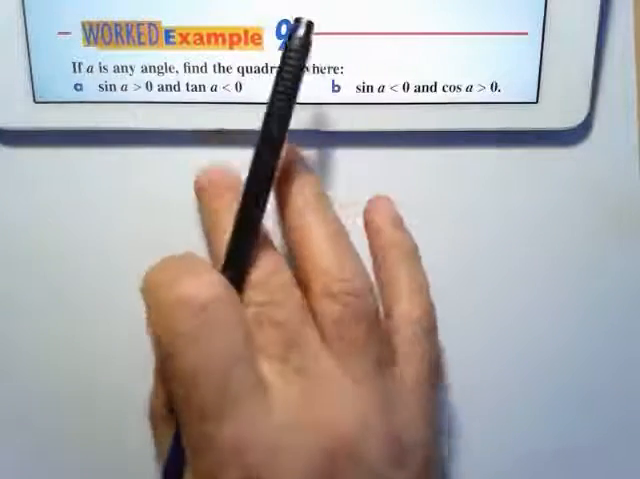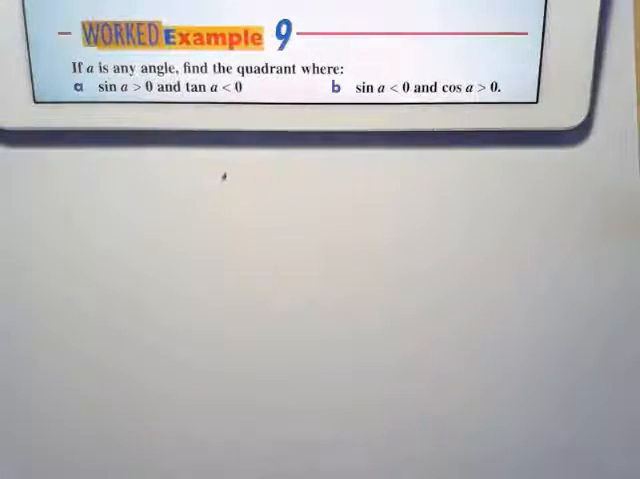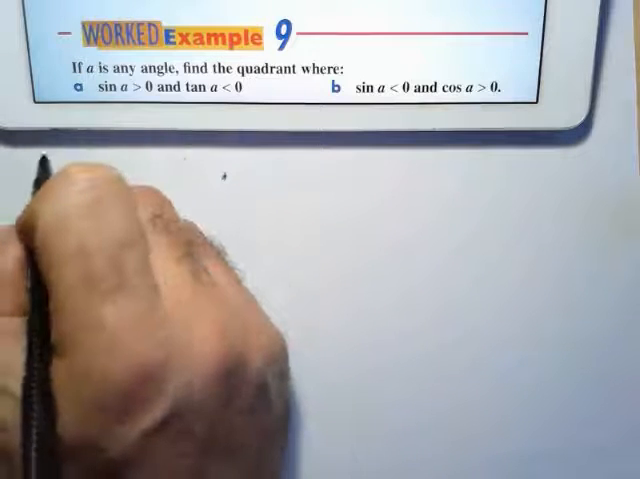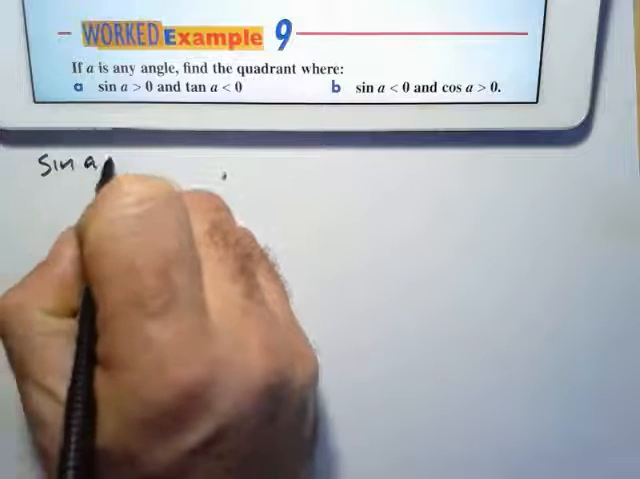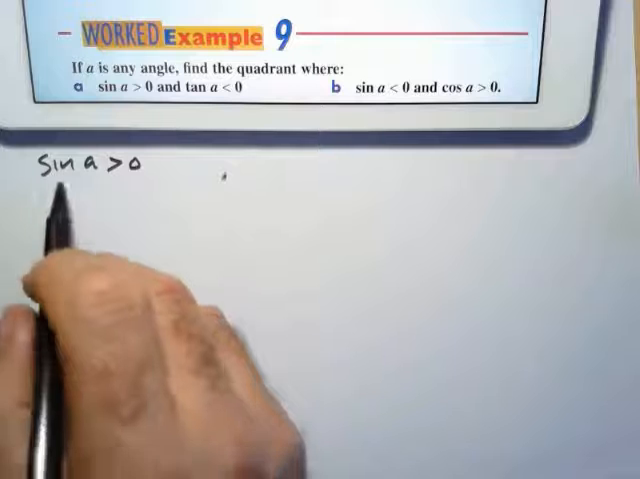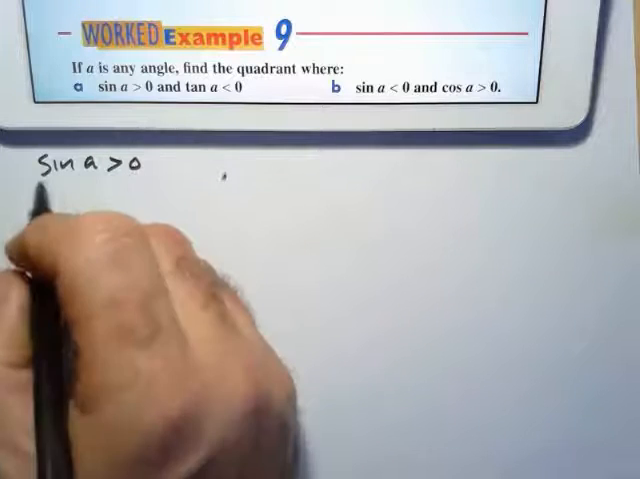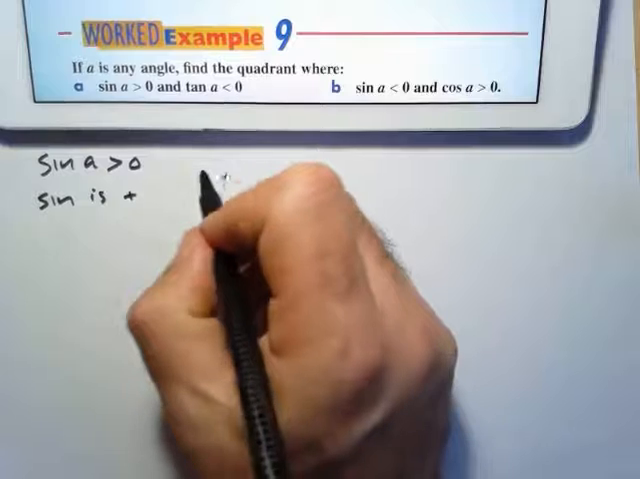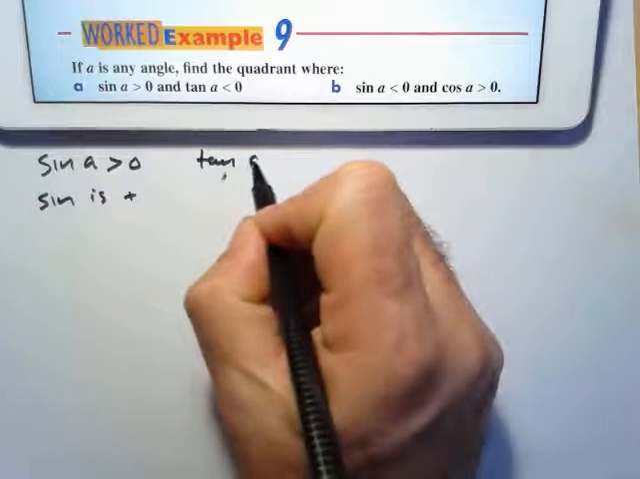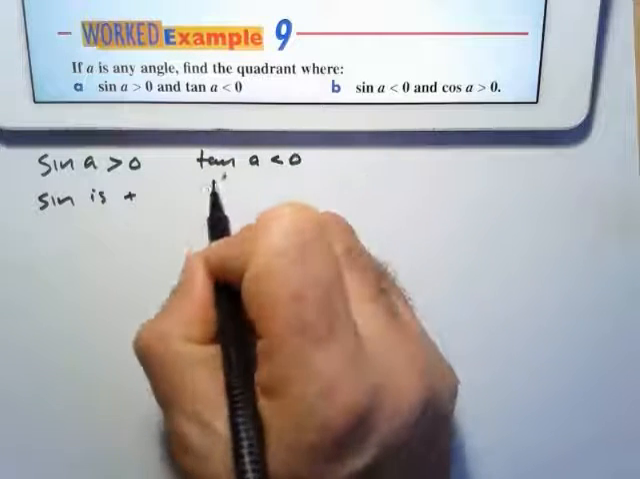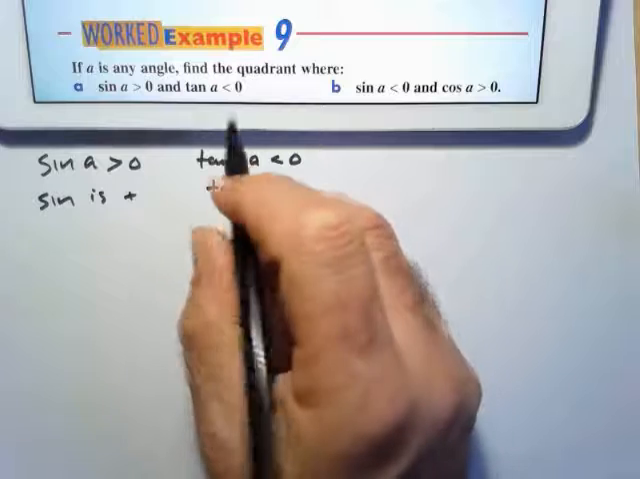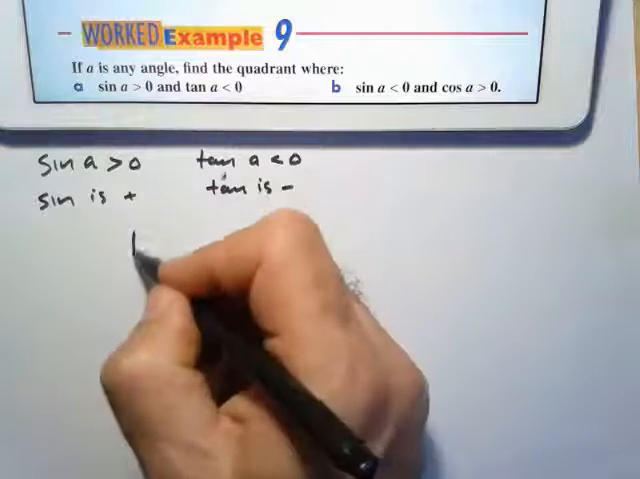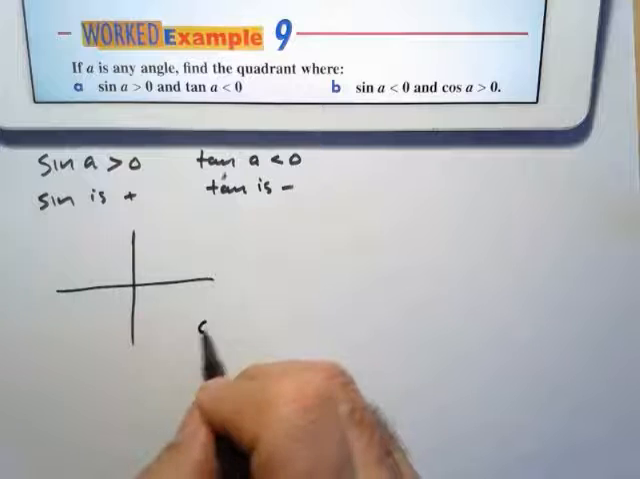If A is any angle, find a quadrant where sine A is greater than 0 and tan A is less than 0. So I'm just quickly going to write sine A greater than 0. If sine A is greater than 0, it means that sine is positive, and tan A is less than 0, which means tan is negative. I'm going to do this. I'm going to say CAST.